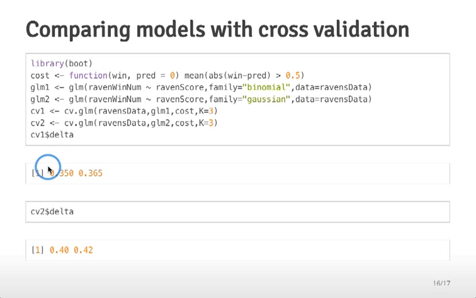So in this case, GLM1, which is the logistic regression model, actually has slightly lower cost for both of the different folds than the GLM which uses the Gaussian model, which fits just a linear model relating the win to the score. So that actually has a slightly worse prediction. So in this case, using a binary outcome and logistic regression seems to work a little bit better. You could do this in general with multiple GLMs by calculating the cross-validation scores for each of the different GLMs and comparing them.